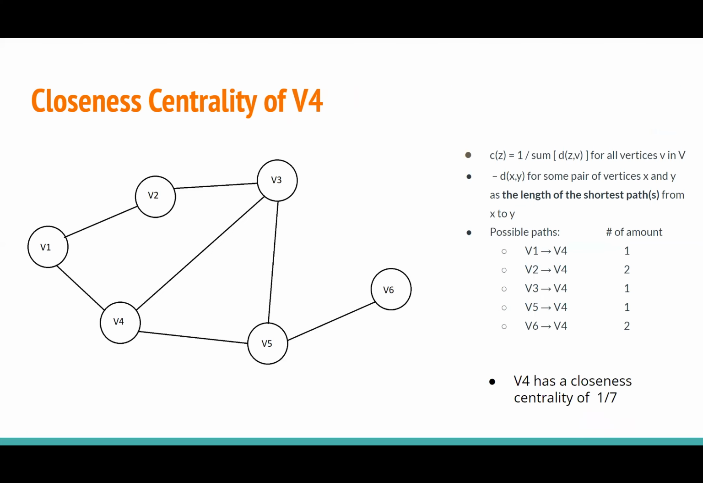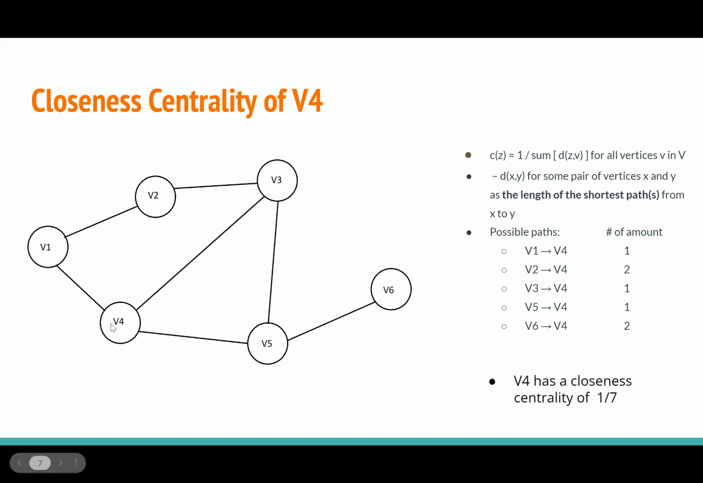Now closeness centrality, we talked about this a little bit already, but again, the formula is C of Z equals 1 over the sum of D of Z, V. Remember, D of X, Y is the length of the shortest path from X to Y. So this is the length of the shortest path from focal vertex Z to all other vertices. And we will add those all together, and take 1 divided by that sum.